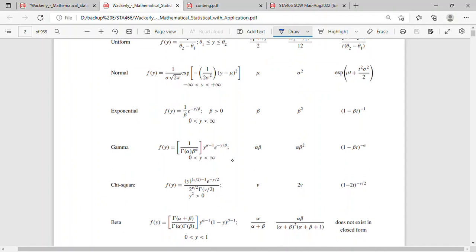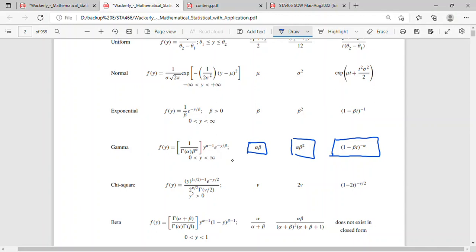Sebelum ni you dah hafal kan, mean, variance dan MGF. But now untuk subjek ni you kena derive how to prove the mean, the variance and the MGF for that certain special distribution. Okay, so untuk gamma, mean untuk gamma adalah alpha beta. Variance untuk gamma adalah alpha beta square. Okay, as you know, gamma distribution will have the parameternya adalah alpha dan beta. Okay, MGF for gamma distribution pula adalah 1 minus beta t power of negative alpha.